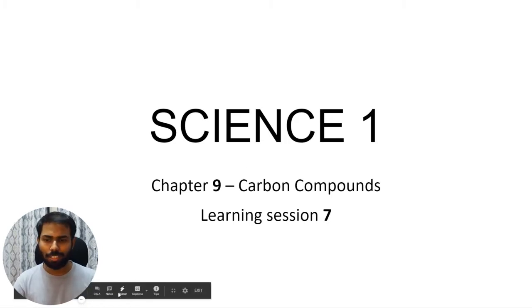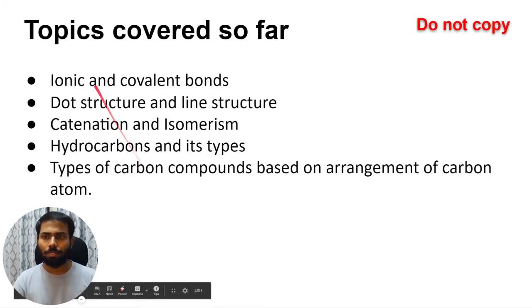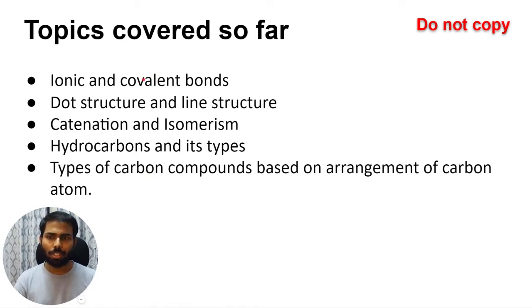Okay, so far what all have we seen? We have seen ionic and covalent bonds. We had seen dot structure and line structure to show covalent bonds between different atoms. We had seen catenation, in which carbon can form stable bonds with itself and other atoms to form long chains of molecules. And we had seen isomerism, where the molecular formula is the same, but the structural formula is different.